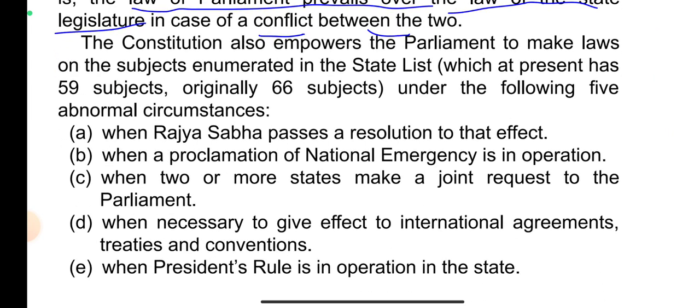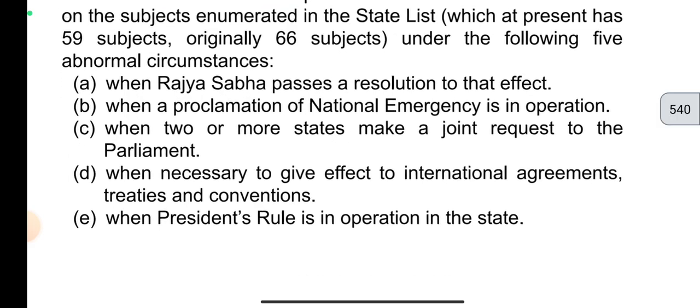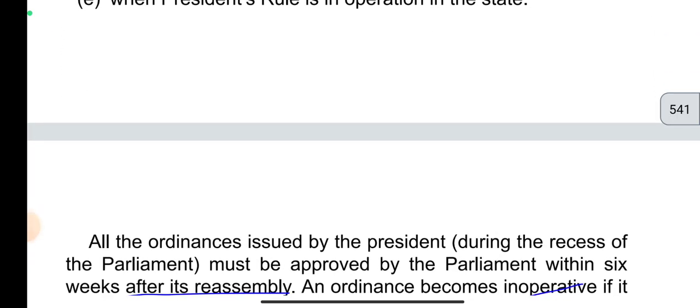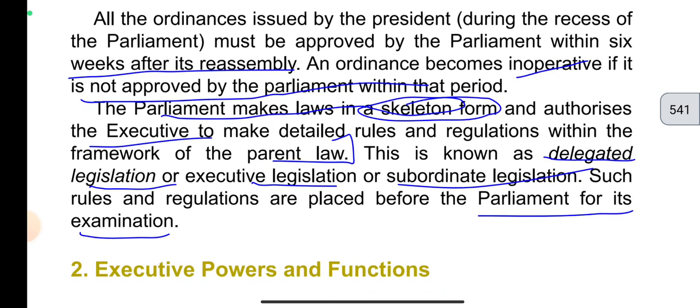The Constitution also empowers the Parliament to make laws on the subjects enumerated in the state list, which at present has 59 subjects, originally 66 subjects, under the following 5 abnormal circumstances: when Rajya Sabha passes a resolution to that effect, when a proclamation of national emergency is in operation, when 2 or more states make a joint request to the Parliament, when necessary to give effect to international agreements, treaties and conventions, and when President's rule is in operation in the state. All the ordinances issued by the President during the recess of the Parliament must be approved by the Parliament within 6 weeks after its reassembly.